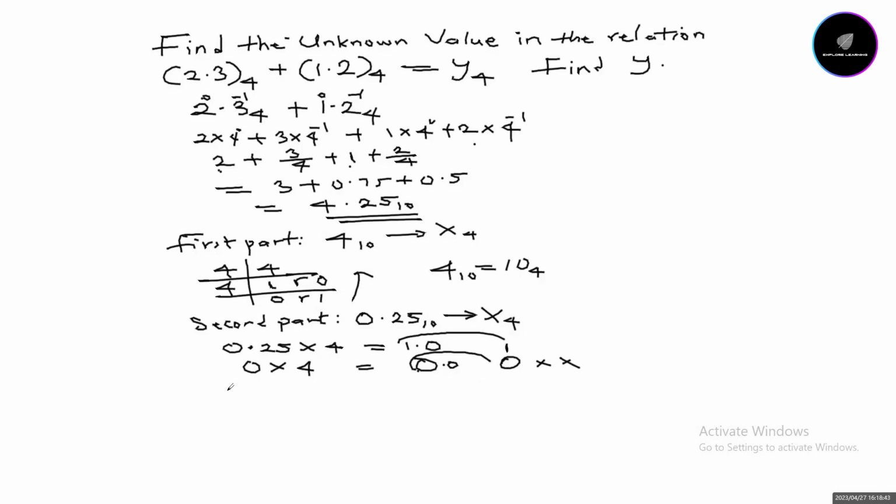So in a nutshell, 0.25 base 10 will be equal to 1 base 4. Therefore, 4.25 base 10 is equal to 10.1 base 4. So therefore, y is equal to 10.1. So that is the solution.